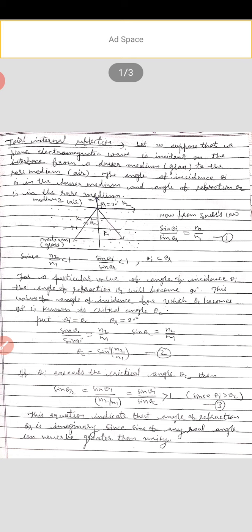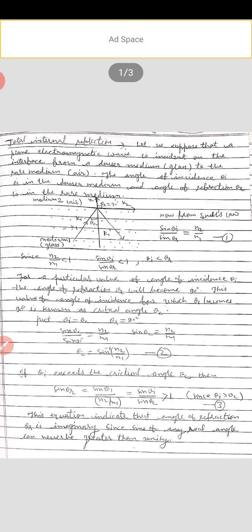Now, if theta I exceeds the critical angle theta C, then sine theta R is equal to sine theta I divided by n2 by n1, and this will be equal to sine theta I divided by sine theta C. This must be greater than 1, since theta I is greater than theta C. This equation indicates that the angle of refraction theta R is imaginary, since the sine of any real angle can never be greater than unity.